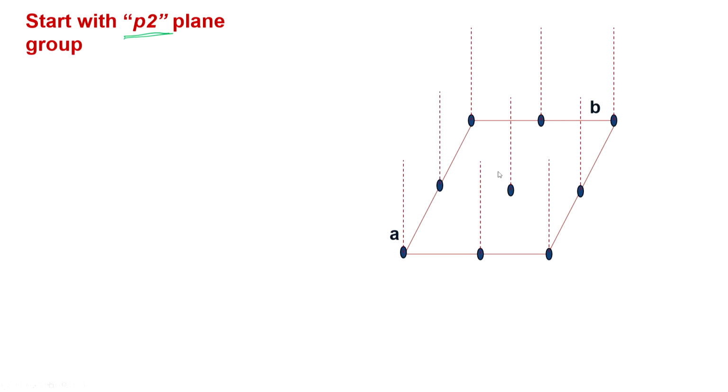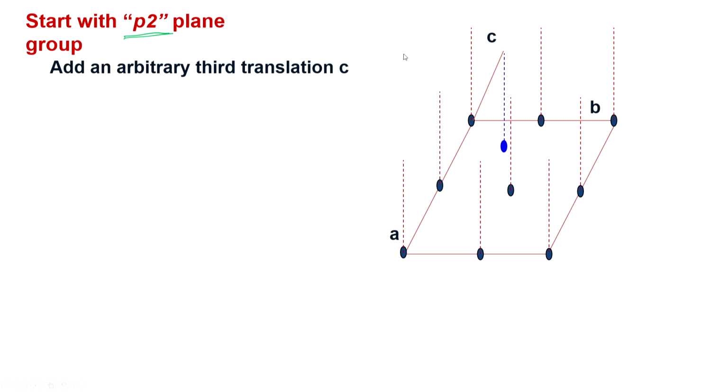This dashed line simply indicates that we are in 3 dimensions and these are two-fold axes that will get in the third dimension. Now, I have added an arbitrary third translation C. Now, what would this do? Since I have added this translation, this symmetry will work in all space, the translation symmetry, which means that I expect that this two-fold should get translated to a new position.